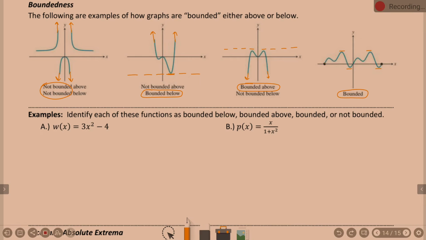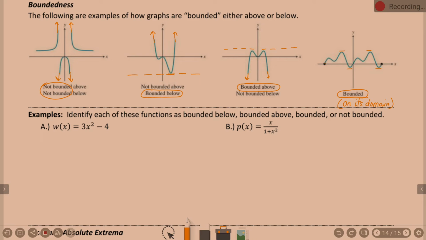When we talk about bounded, it's bounded both above and below. You will hear in the book, I think they say bounded on its domain is the vocabulary they use. That's just their fancy speak for saying bounded. So if you get to the homework and the homework's asking you to pick bounded above, bounded below, not bounded, or bounded on its domain, that's just a fancy way of saying bounded.